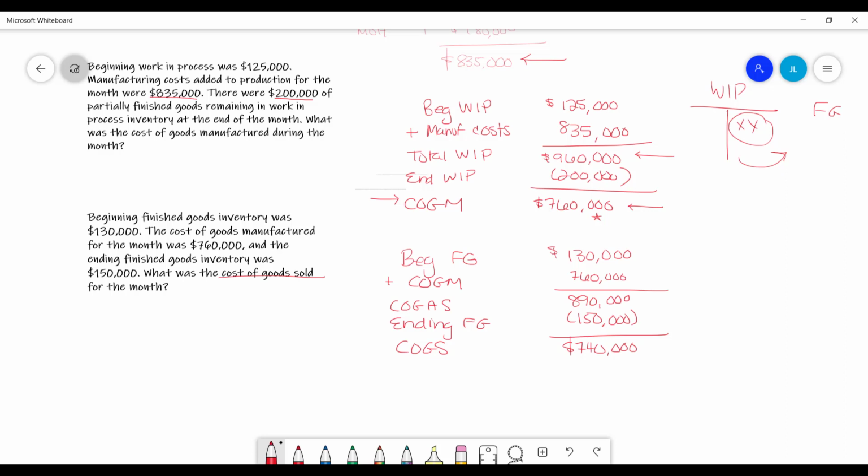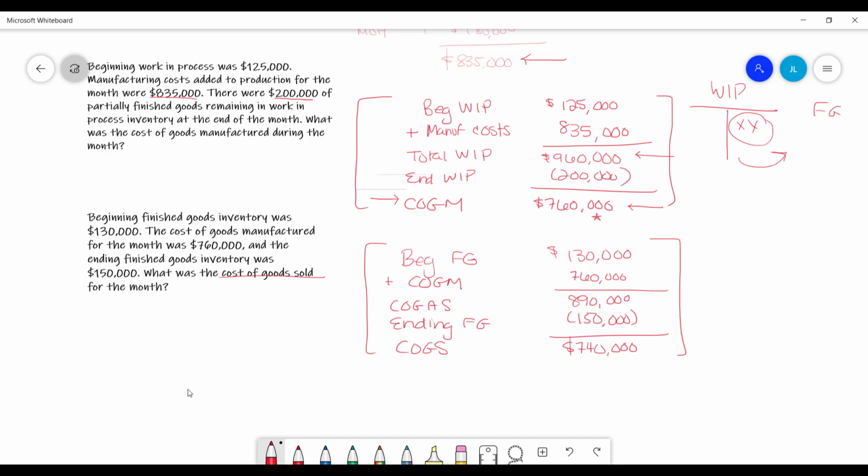Okay, so for the quick checks 1 through 4 in the PowerPoint, all these problems are really good problems to go over. Make sure you understand the way that we're writing it out this way, that's why we want to be doing these problems, and make sure you understand that flow of costs and what makes these accounts increase and what makes them decrease.